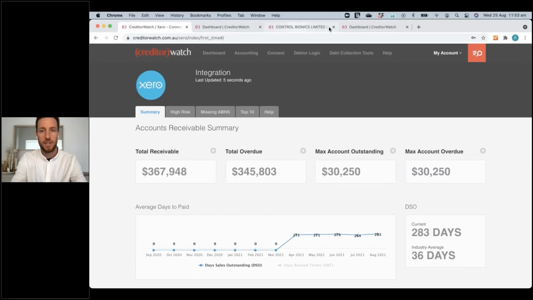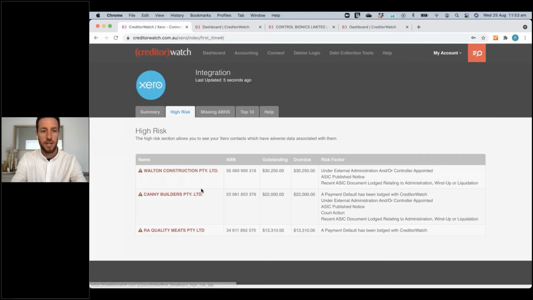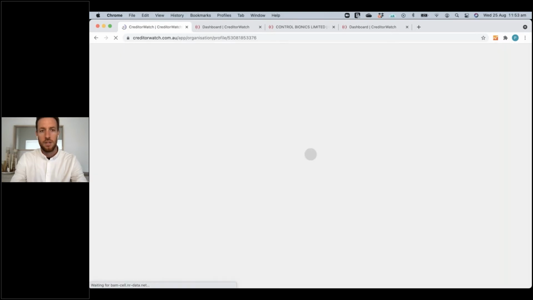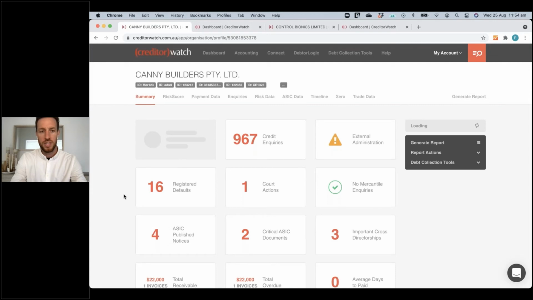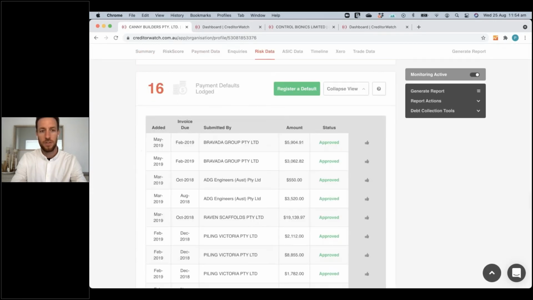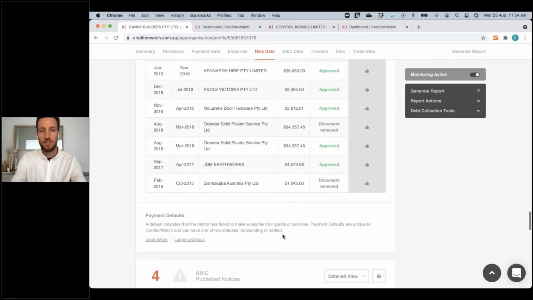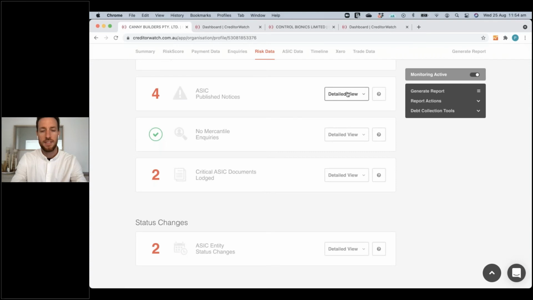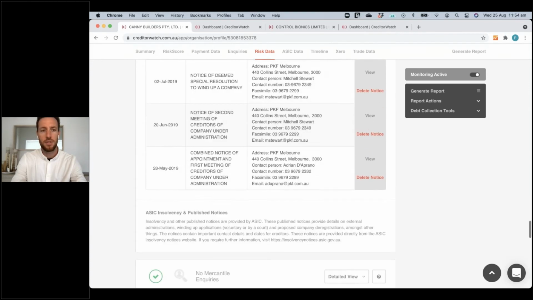So what I might do is I can take you through a credit report now. Let's look at one of the ones that are on our high risk list. So all of this data that we're pulling in, we're sourcing ourselves. So of course, defaults, you click on that. All of this information is coming from our customers. Our customers can register defaults against their customers. ASIC publish notices, anything around administration, winding up.